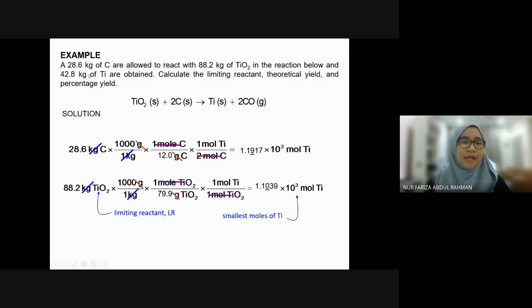Okay, because you have the actual yield for the titanium. If you are calculating for carbon monoxide, that means you tak ada the actual yield for carbon monoxide, unless ada satu lagi option, the rest yang atas tu you calculate for carbon monoxide, and then for the percentage yield you go for titanium. Tapi you banyak kerja lah kena buat dekat situ, faham?